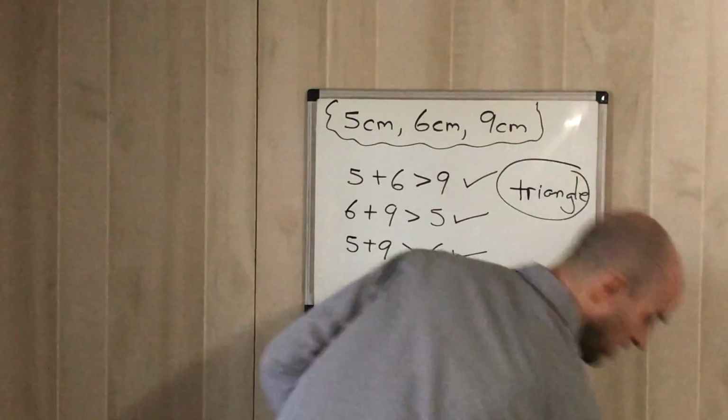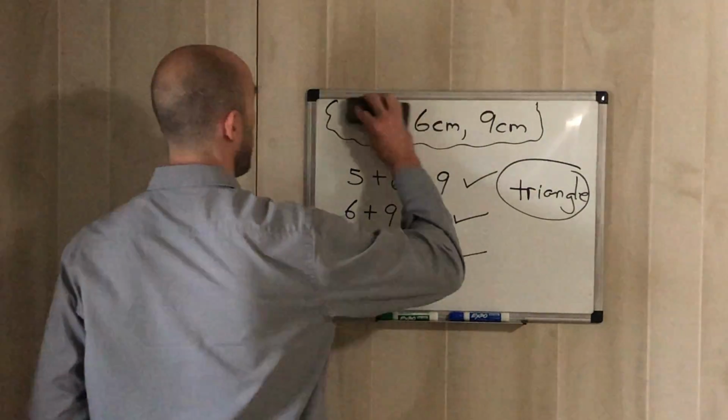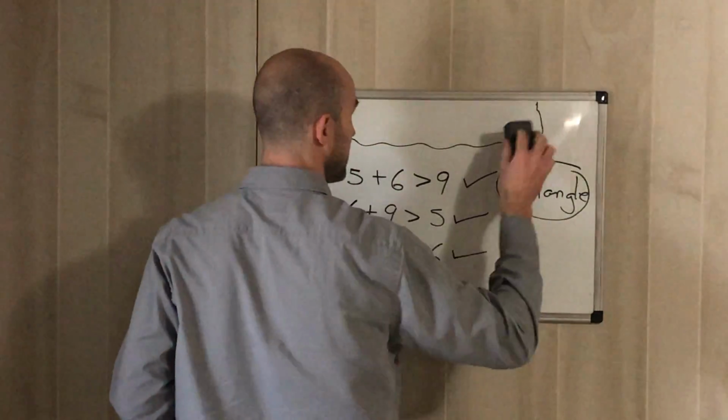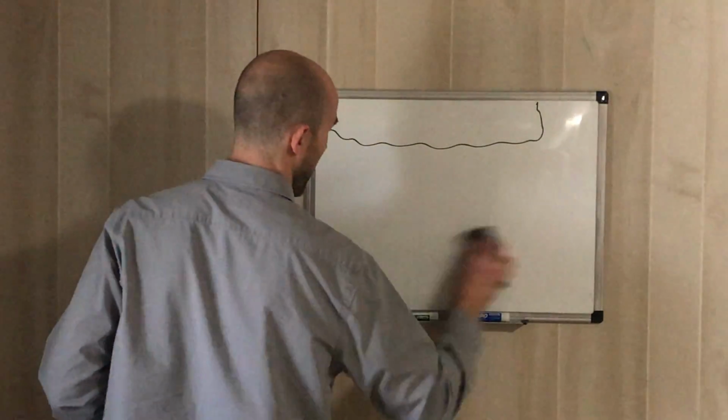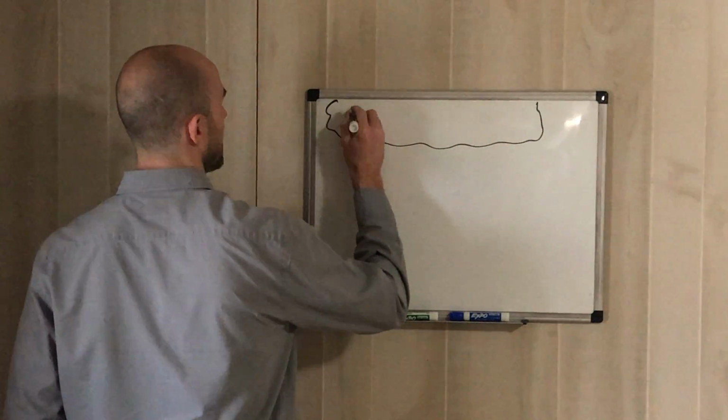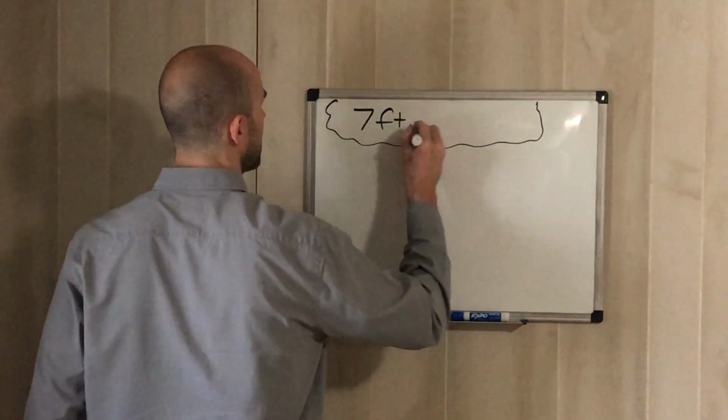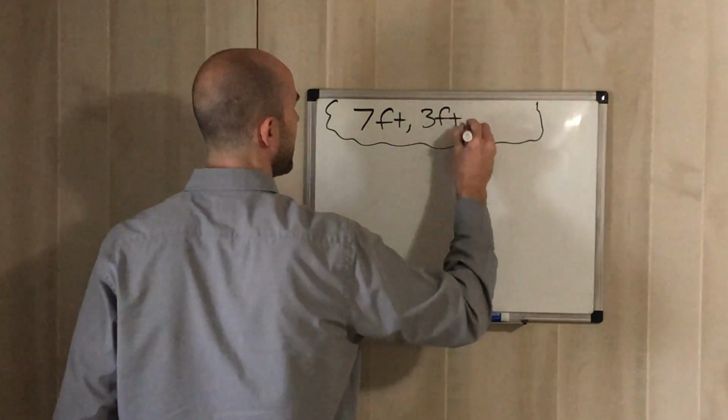Let's look at another one, just so you can actually see when it wouldn't be a triangle, right? Because it is important to see when it is. It's also important to see when it's not, just so you can actually tell the difference, right? Let's say I have the sides 7 feet, 3 feet, and 2 feet.